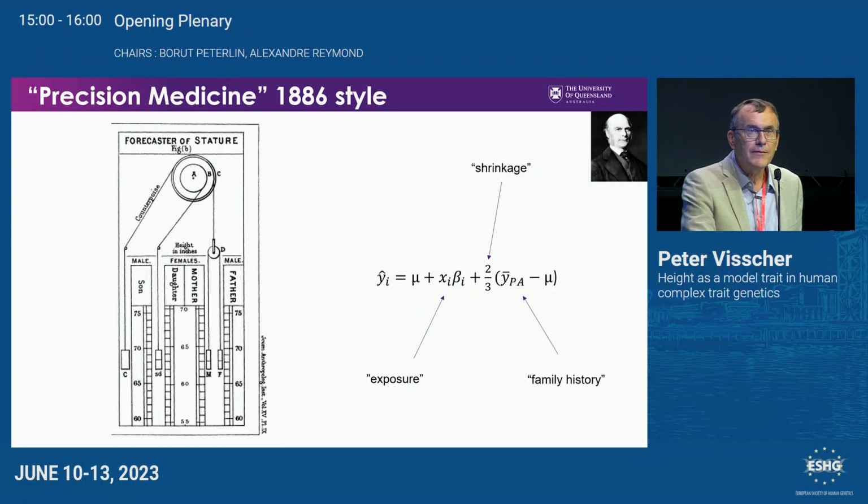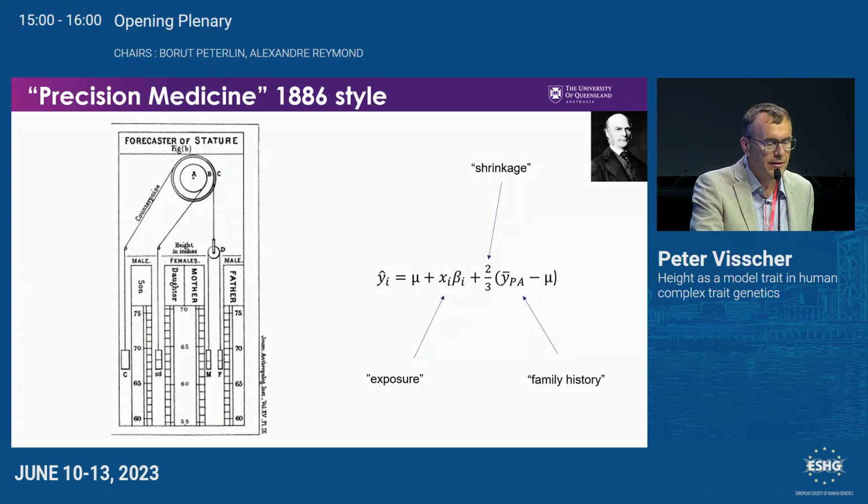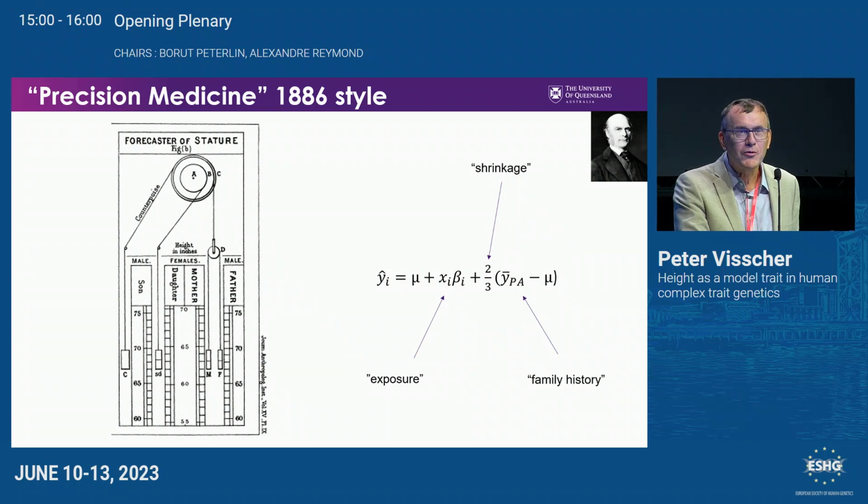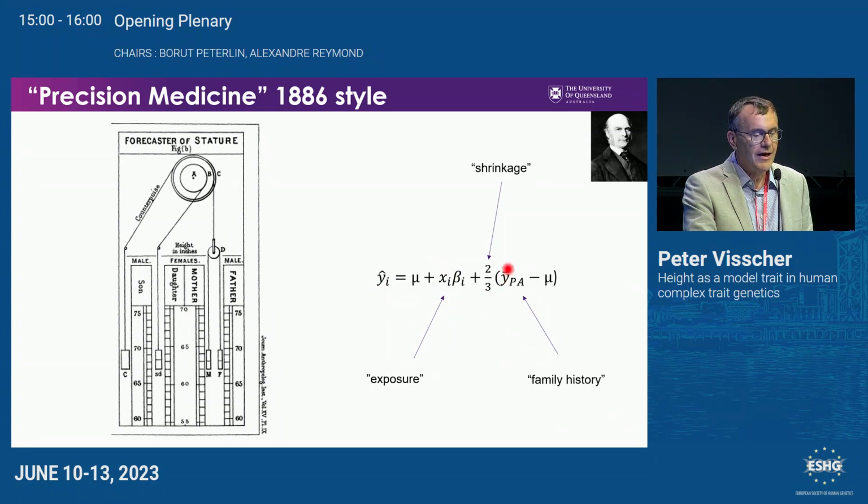Galton also built or sketched a prototype for a forecaster, so a prediction of height, which predicts height of a son or a daughter as a function of the height of the parents. And for the statistical geneticist in the audience, this must be one of the very first examples of a linear mixed model, because we have here a prediction which has a fixed effect, which is the sex, and it has a random effect, which is family history, with a shrinkage factor, which is the factor of 2/3.